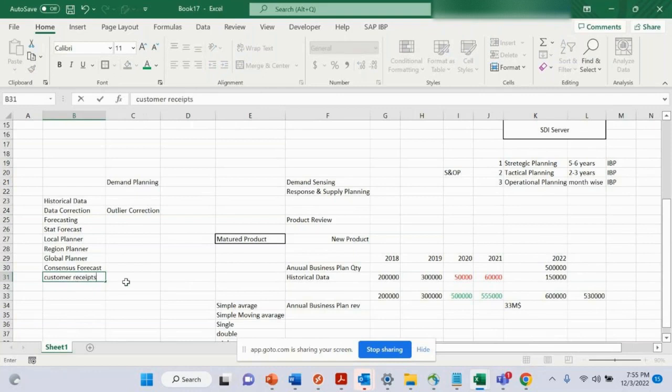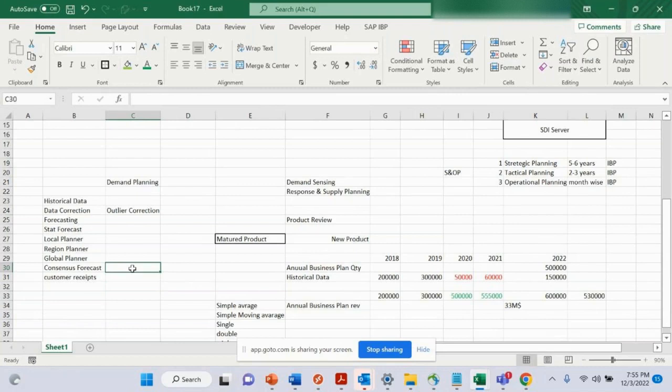Now receipts are always lesser than what my sales team has forecasted. So this is the overall process of business, starting from the historical data load through to the receipt part. It is at a very high level.